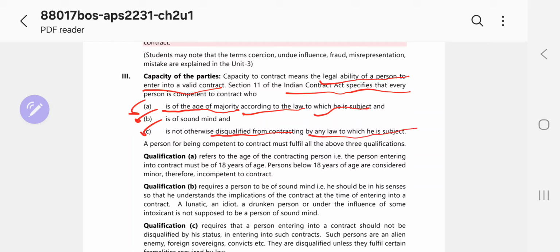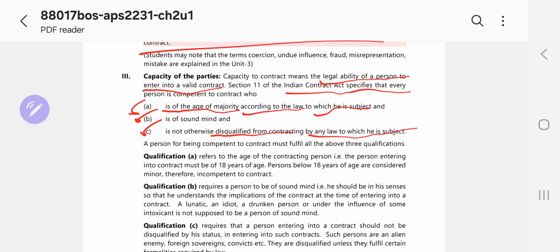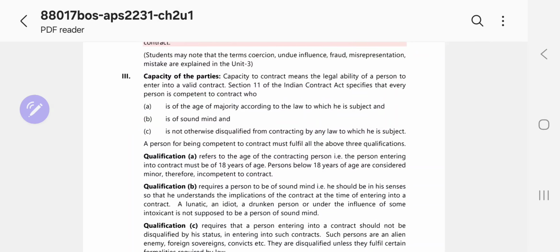Okay, capacity of the parties comes when the party is of sound mind and can enter into a contract, is not disqualified by any court of law from entering into a contract, and is a major, not a minor. In that case, parties can enter into a contract. A person, for being competent to contract, must fulfill all the above three qualifications. These three conditions should be fulfilled by the parties if we are considering the capacity of the parties to enter into a contract.